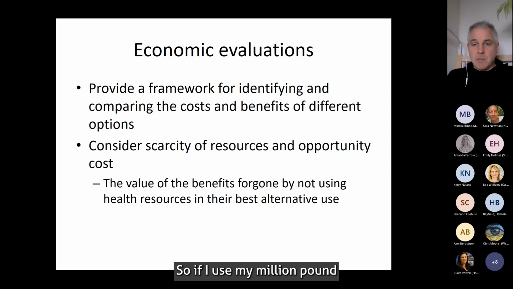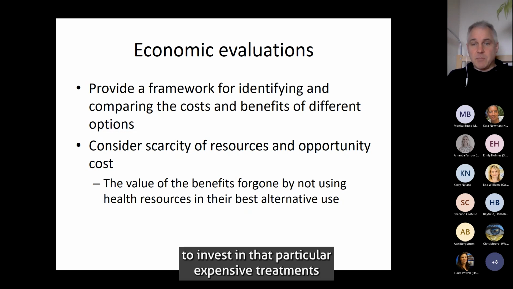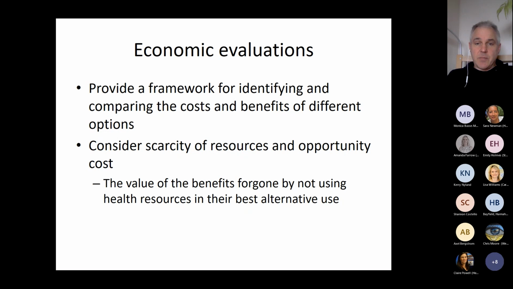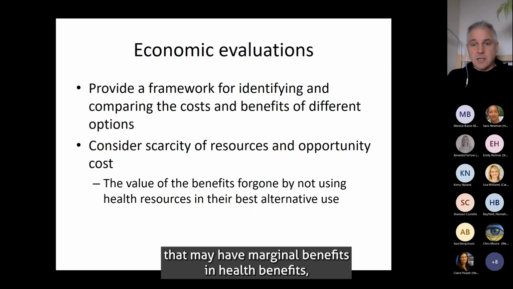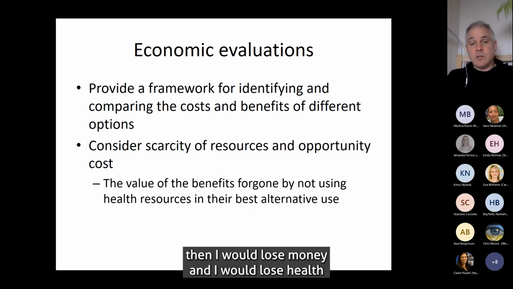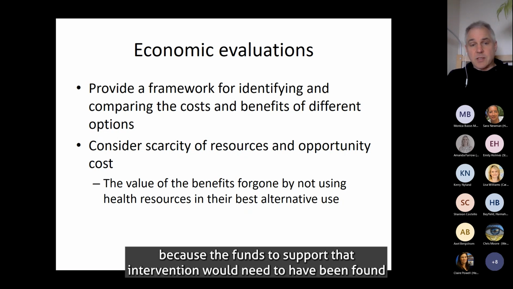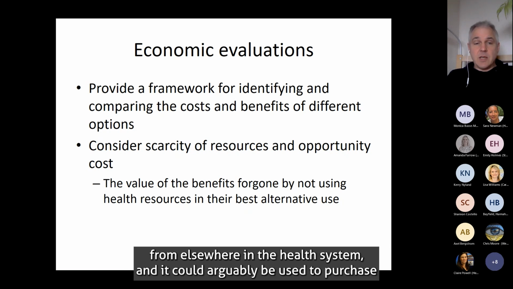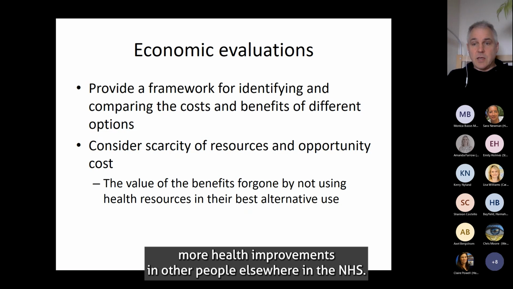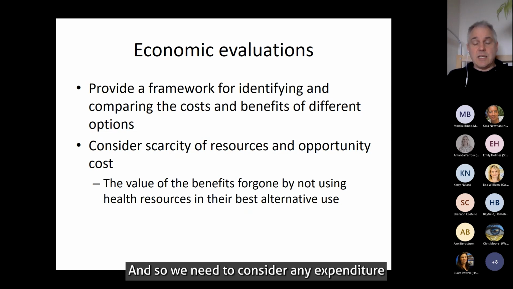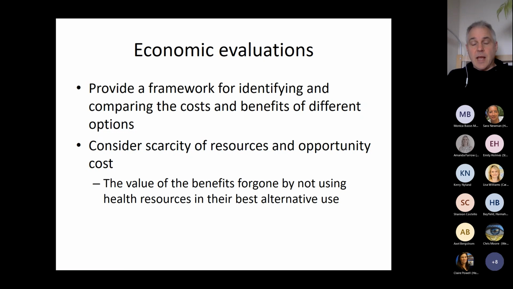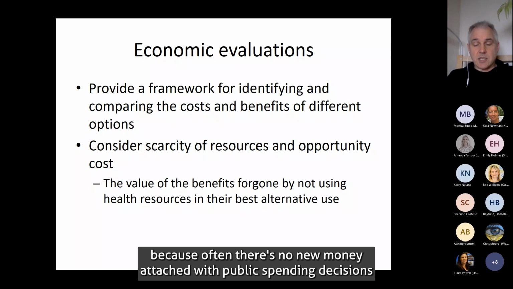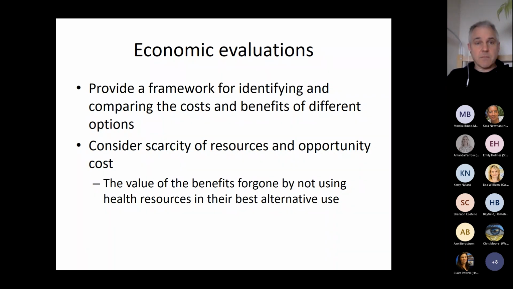So if I use my £1 million to invest in a particular expensive treatment that may have marginal benefits in health benefits, then I would lose money and I would lose health, because the funds to support that intervention would need to have been found from elsewhere in the health system, and it could arguably be used to purchase more health improvements in other people elsewhere in the NHS. And so we need to consider any expenditure as health benefits which are foregone, because often there's no new money attached with healthcare spending decisions.